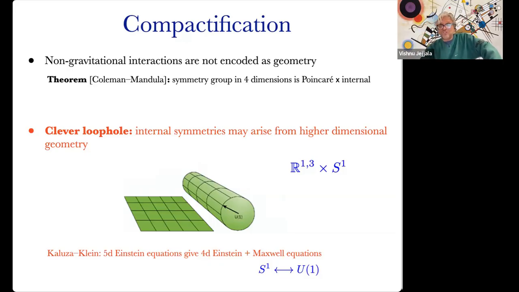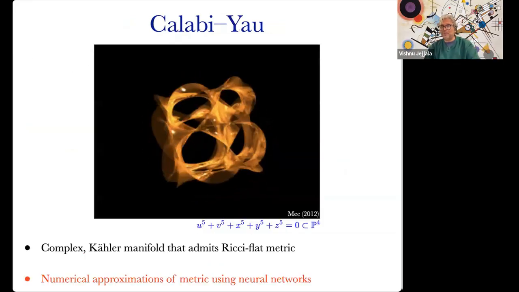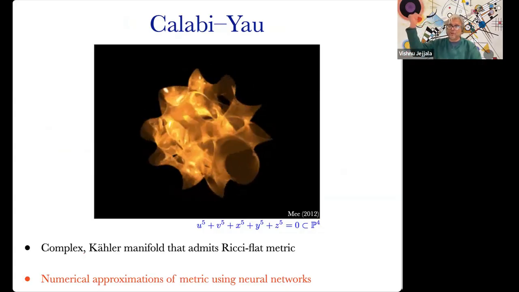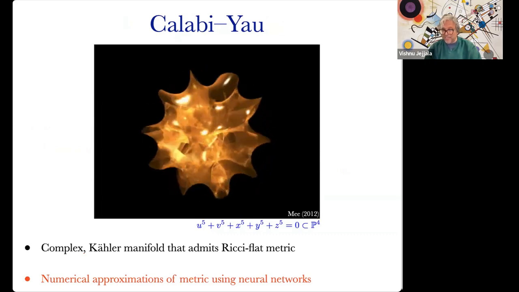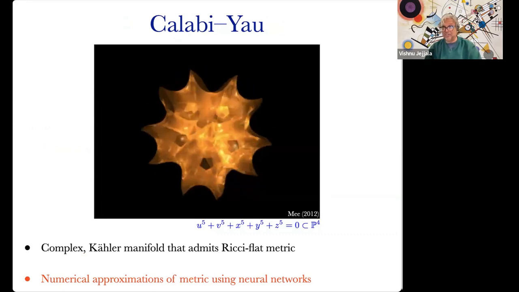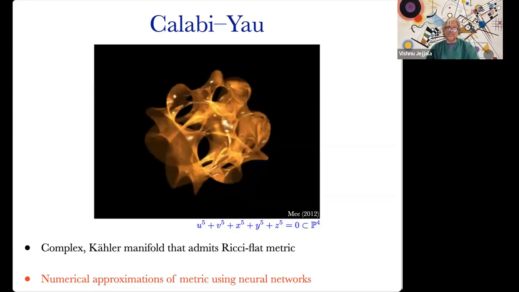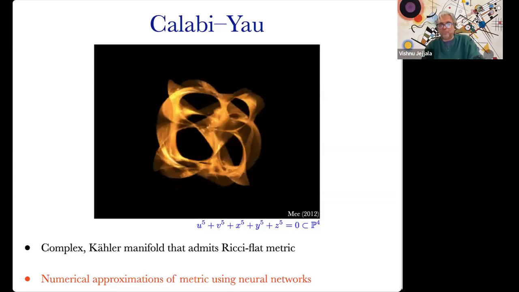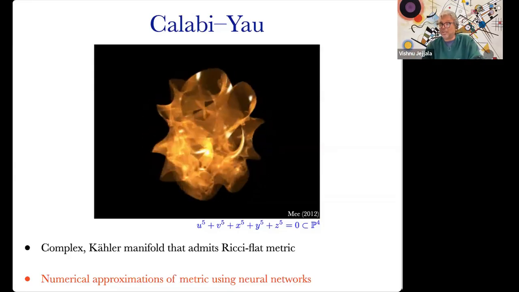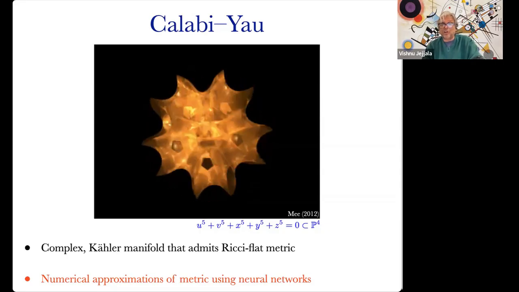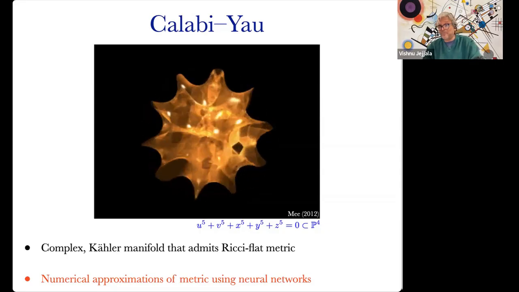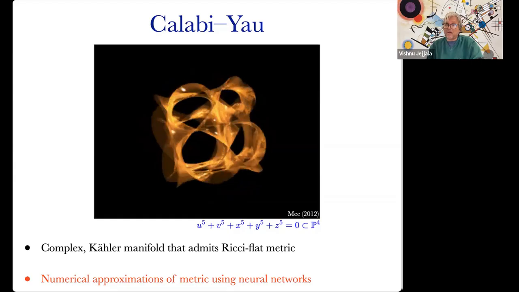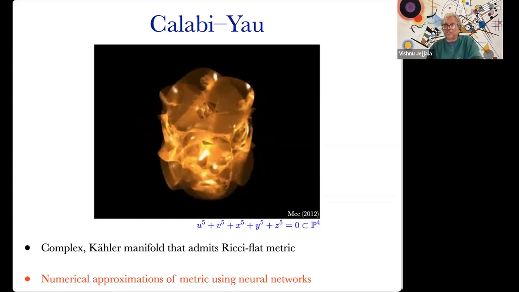This is a notion of compactification, and string theory has developed this by thinking about a 10-dimensional theory that goes down to 4 dimensions. The 10-dimensional theory is where the gravity is consistent in its interactions with quantum field theory. And one such example of this geometry is illustrated in this spinning little picture. These are different slices of what's called a Calabi-Yau manifold. And a Calabi-Yau manifold is a complex Kähler manifold that admits a Ricci flat metric. And in a different vein, I've been looking at finding numerical approximations of this Ricci flat metric using neural networks, since analytic expressions are not known.